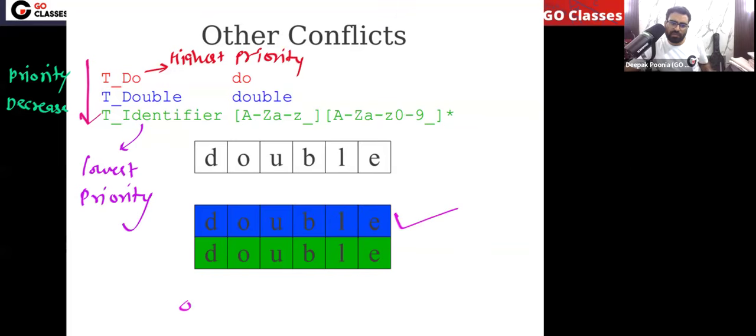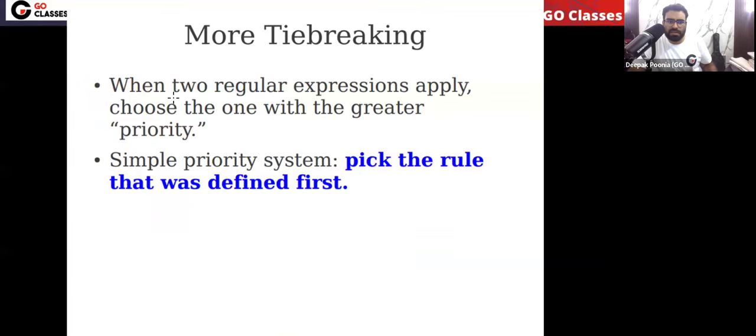What will be the output? The output will be that this double token will be generated. Is this clear? Very simple. So you can read this: when two regular expressions are matching even after the longest match, then choose the one with greater priority. And this is the simple, default priority system, that is, pick the rule which is defined first or listed first. I hope you understood this point.